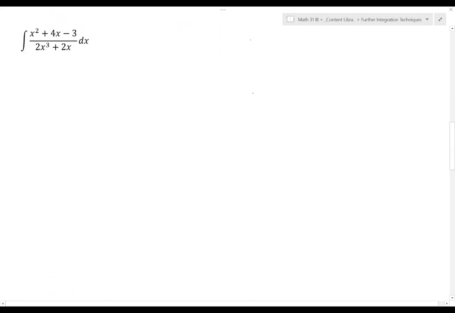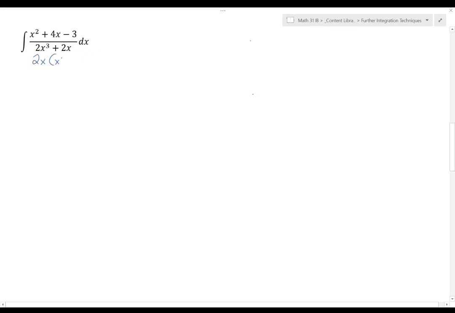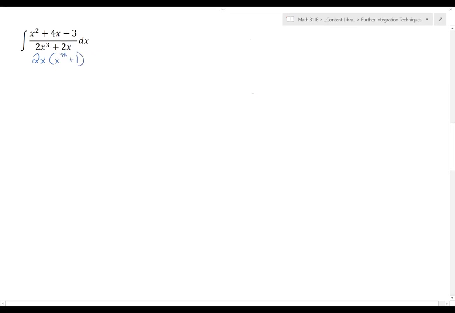Same idea, and notice again, the degree of the numerator is smaller than the degree of the denominator. We'll do one in a moment where it's not. But I'm going to look at this, I'm going to consider, can it be factored and simplified? The numerator isn't factorable here, so no, can't simplify in that way. But the denominator is factorable, and I get 2x times x squared plus 1.